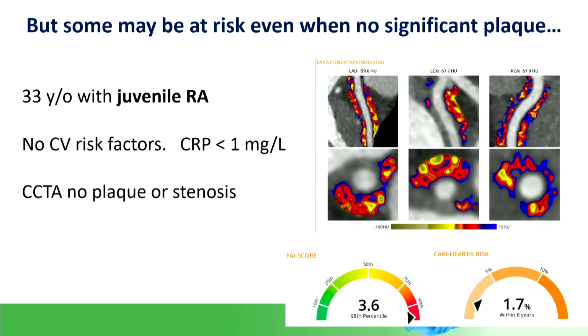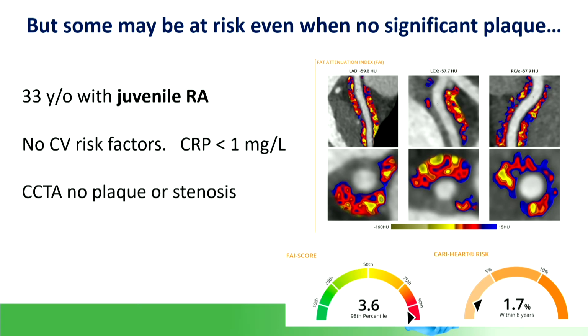But what about young patients that don't have plaque? So here's an example. A 33-year-old male with juvenile rheumatoid arthritis, no risk factors, a CRP less than 1. He actually presented to a preventive cardiology clinic, has a coronary CTA that has no plaque or stenosis, but we sent his coronary CT study to Caristo for a Phi analysis, fat attenuation analysis, and Harris will review this in much more detail in the next talk.